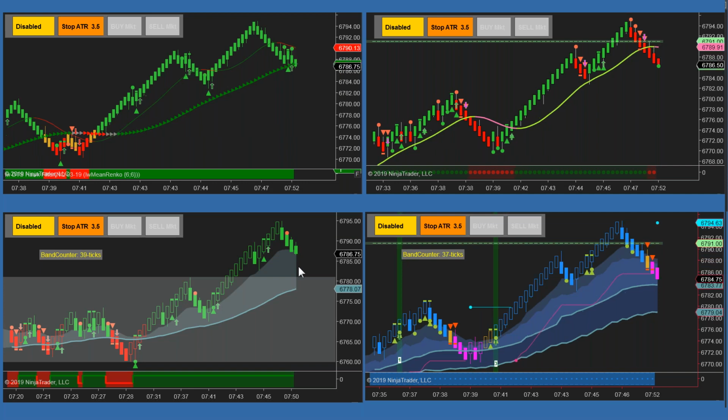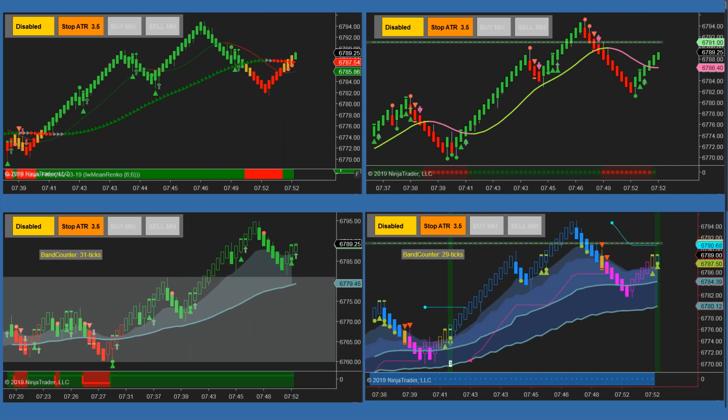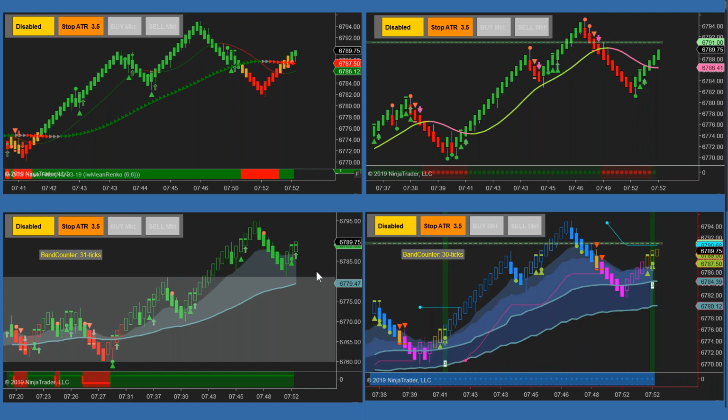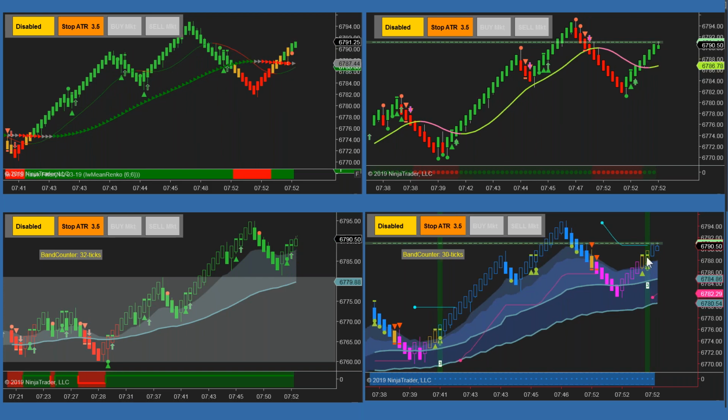All right, well, there they go. We're getting the retest. And look at that little bounce back. Beautiful. Came in sync with the number three signal. In fact, I may try to buy that.